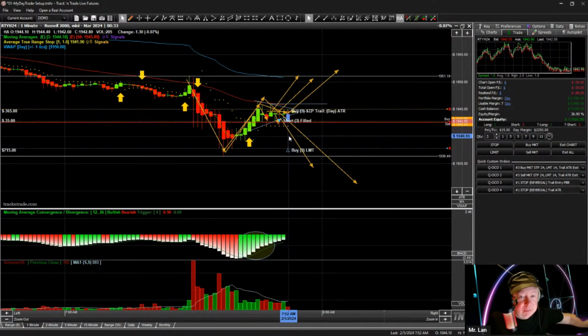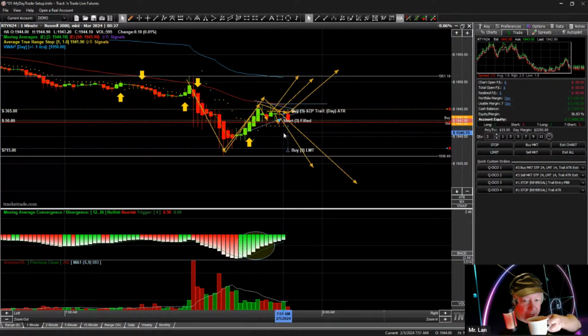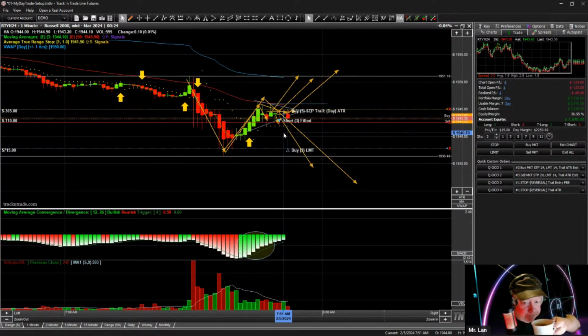Really simple, but that's no fun to start the first trade of the week and the first trade of the day. The losing trade. That's not a good omen, is it?